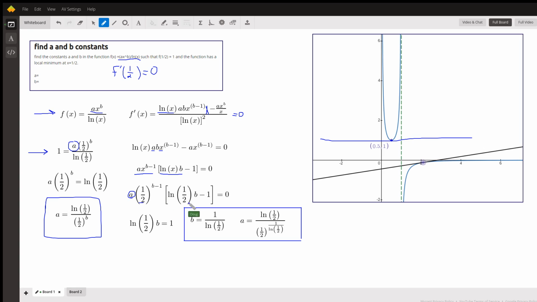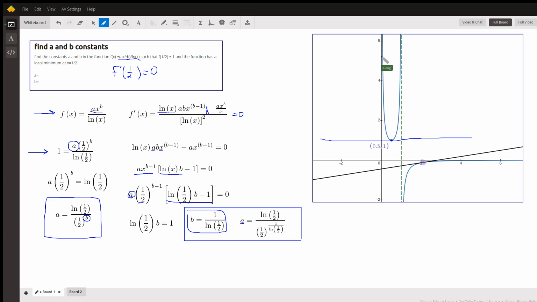And that means that we want to know, when does ln of 1/2 times b minus 1 equal 0? Well, it equals 0 when ln of 1/2 times b equals 1, or b equals 1 over ln of 1/2. So there's b right there. And a equals, well, replace b with 1 over ln of 1/2. There's the value of a right there.